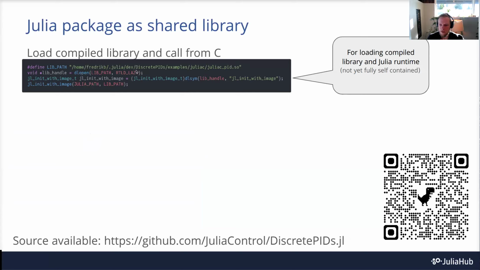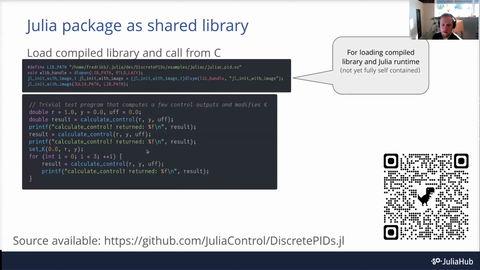And then I need to initiate the Julia runtime. So this is one step that hopefully will not be required in the future. But at the time of this webinar, it is required. So I need to issue this function call here that says that I now initialize the Julia runtime in case the compiled library is requesting any function from the runtime.